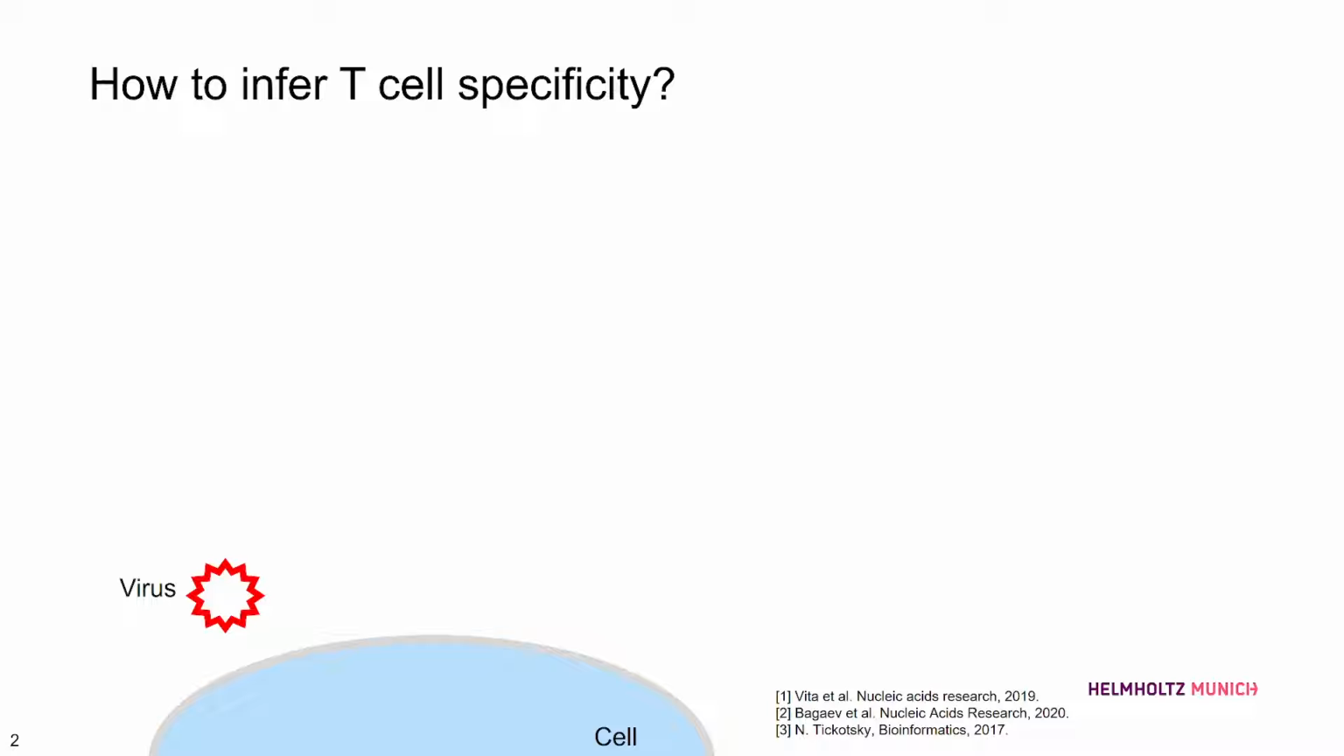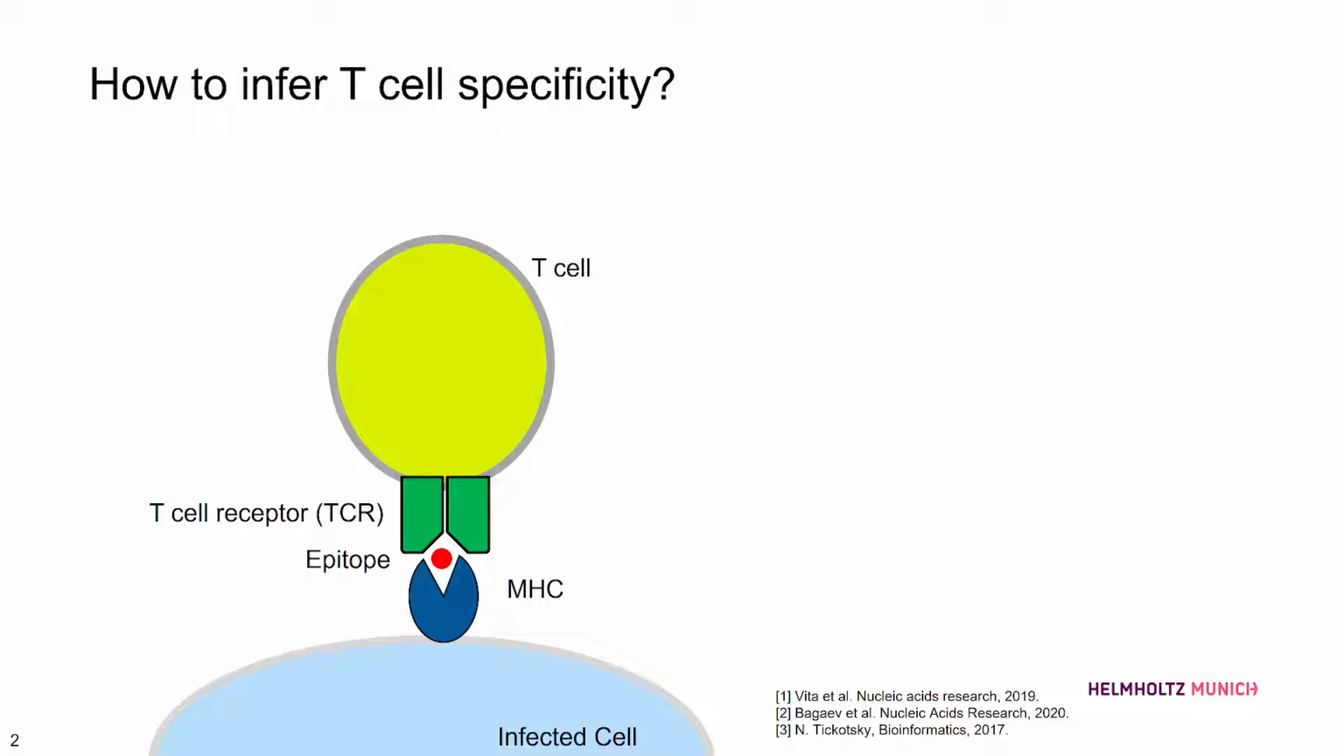Imagine a virus that will infect a body cell. This virus will be dissected into small peptides, so-called epitopes, which will be presented on the cell surface via the major histocompatibility complex. This complex can be recognized by T cells via the T-cell receptor, and the T cell can release, upon recognition, cytotoxins that will kill the infected cell.